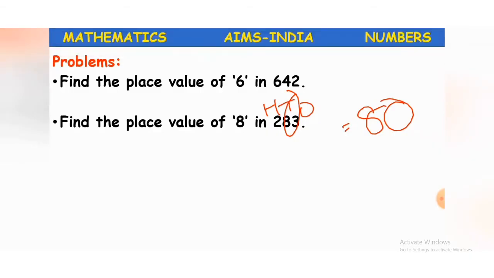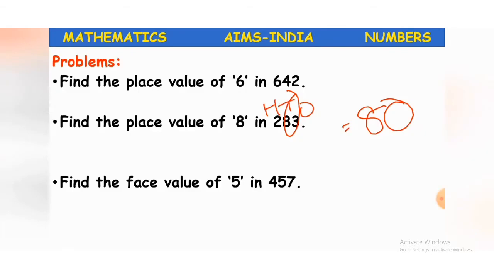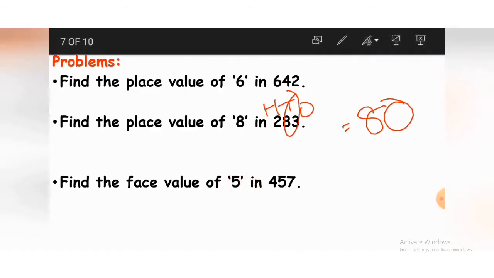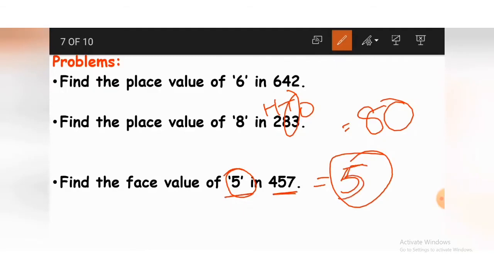Okay children, now the next question is for face value. Find the face value of 5 in 457. I don't think you need any time for solving this. As I said, whenever they are asking you the face value, just copy the same digit. The answer of face value of 5 is again 5 only. There is no need to solve this problem here. The answer of the face value of 5 in 457 is 5.